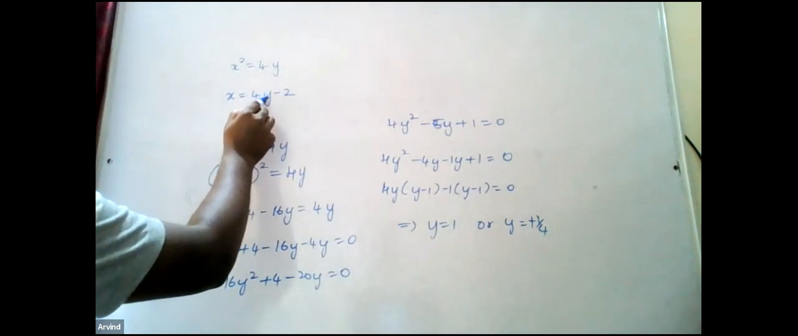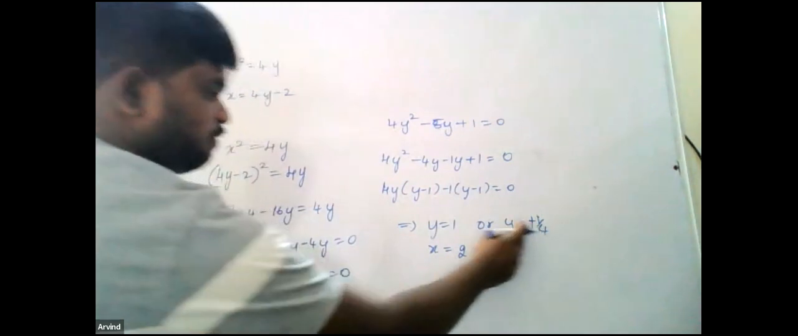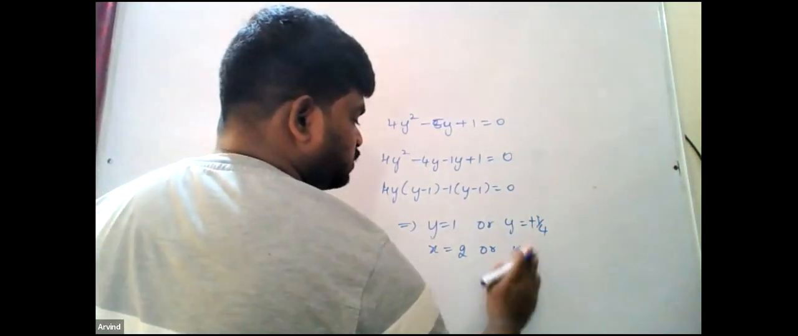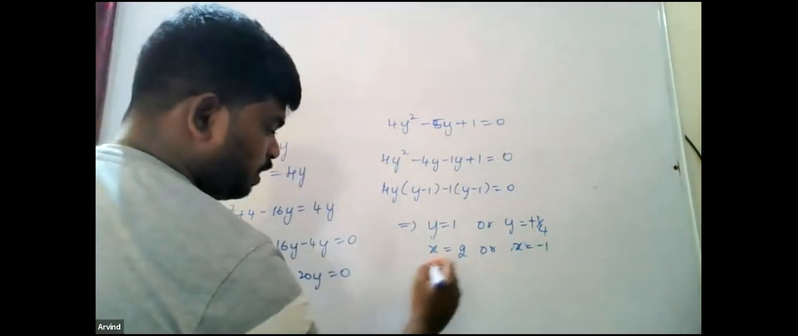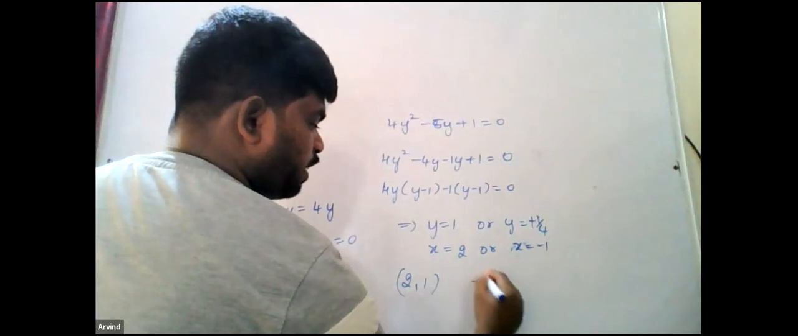Y is 1 by 4, so 4 into 1 is 4, 4 minus 2 is 2. So x will become 2. Or y is 1 by 4, and the 4 gets cancelled, 1 minus 2 is minus 1. So x will become minus 1. So the intersecting points are 2, 1 and minus 1, 1 by 4.